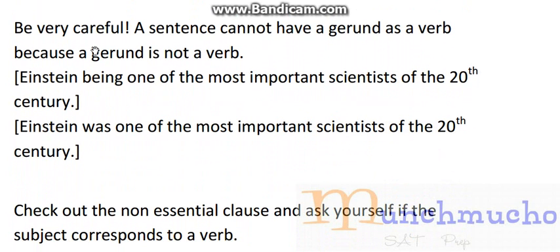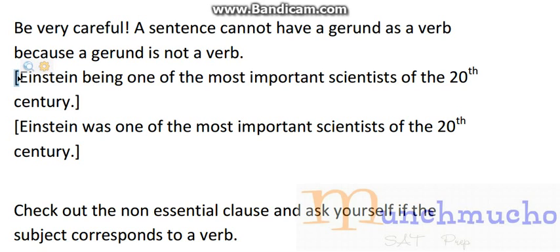Be very careful. A sentence cannot have a gerund as a verb because a gerund is not a verb. Now, in the error identification collection of videos, I've already told you what a gerund is, and a gerund is simply a verb that ends in ing, but it's no longer a verb, it's actually a noun. Gerunds are not verbs. If we look at the sentence over here, it says Einstein being one of the most important scientists of the 20th century.